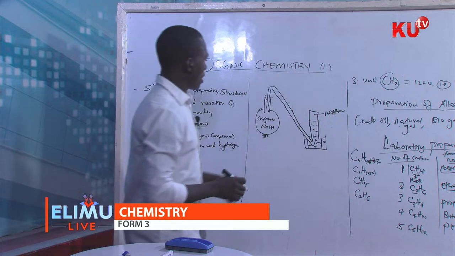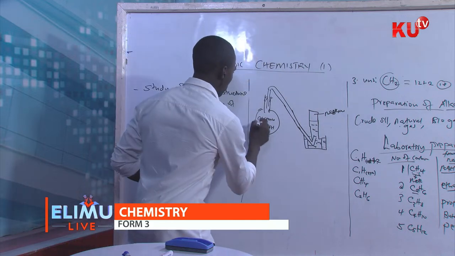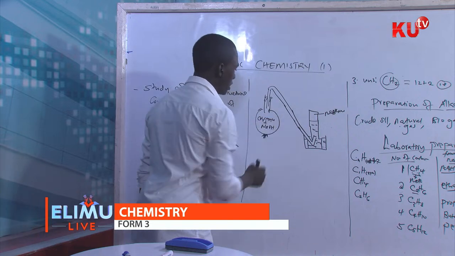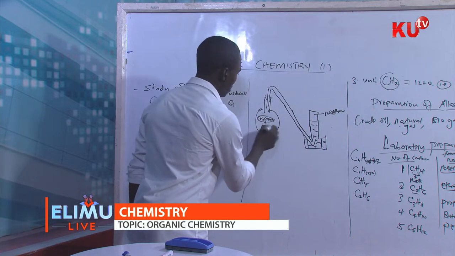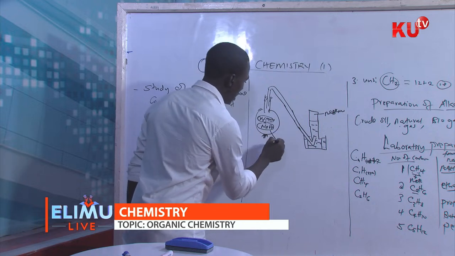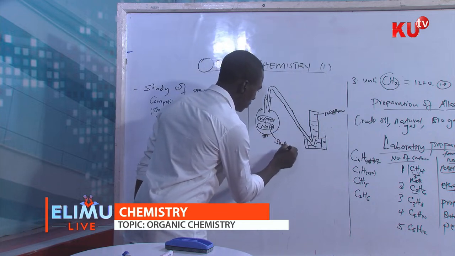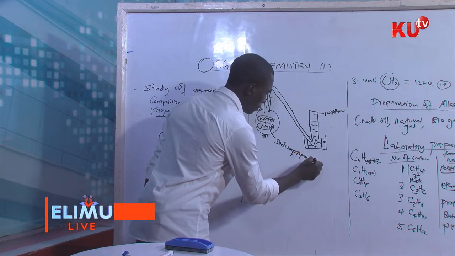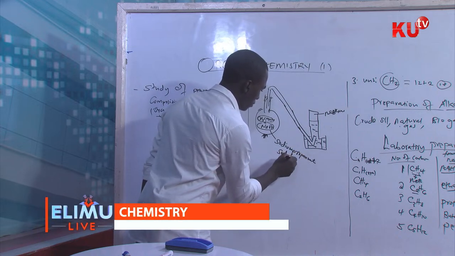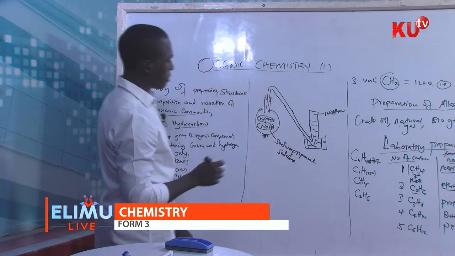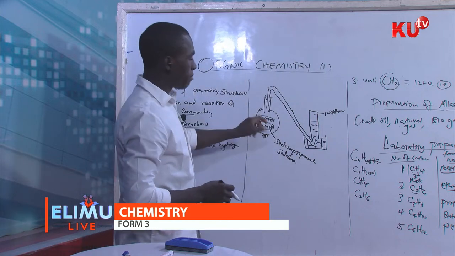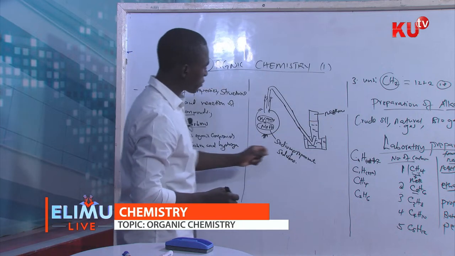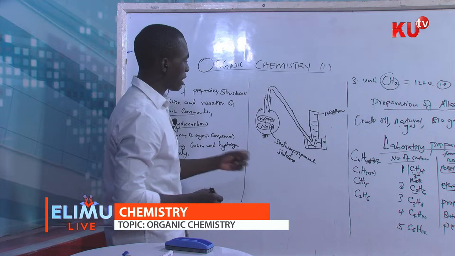So inside this reaction chamber, you can be given sodium ethanoate. You can go into an examination situation and find that you have been given sodium propanoate and soda lime. Now just remember that when we react sodium ethanoate, it gives us methane. So when we react sodium propanoate, let's see what it gives us.